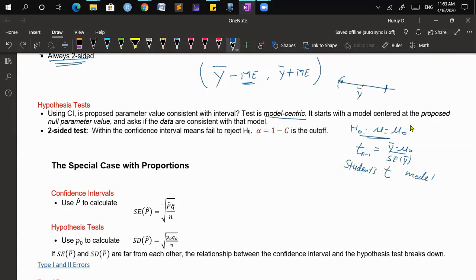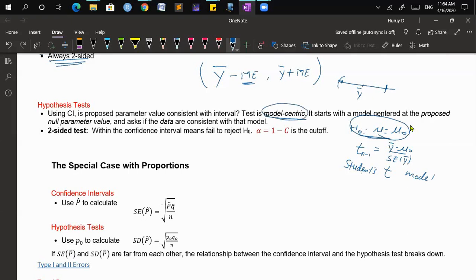Okay, so we have the hypothesized value, and under this hypothesis, we have this model. After having this hypothesis or this model, what you do is you collect data, you do all the procedures, and you see if your data fits this model, if your data is consistent with it. That's what we are trying to check. Therefore, we call it model-centric.